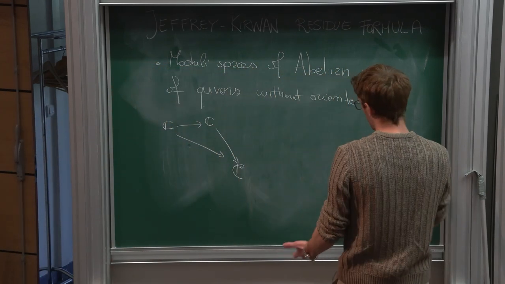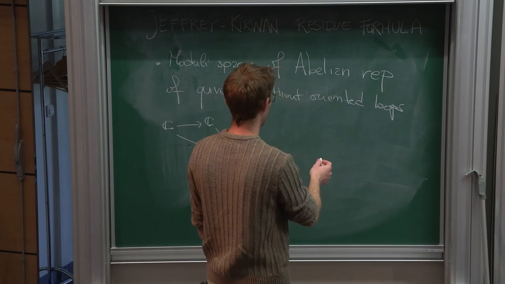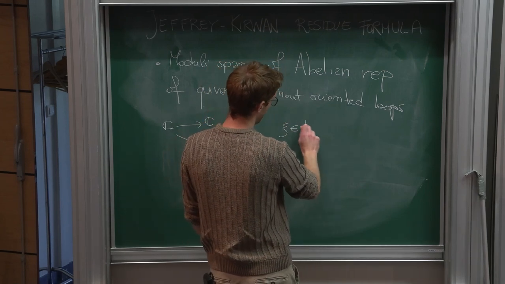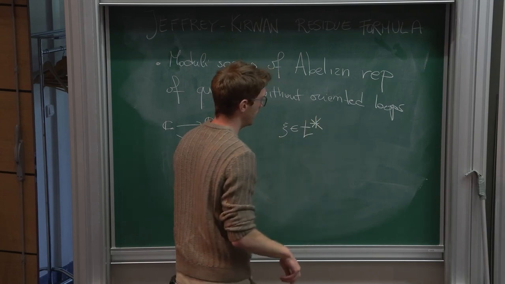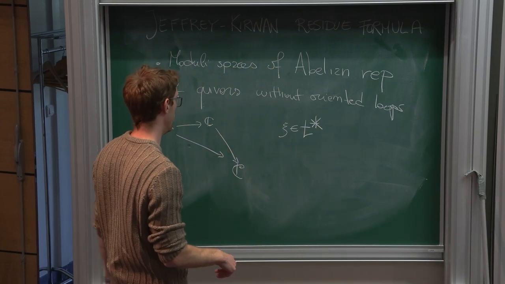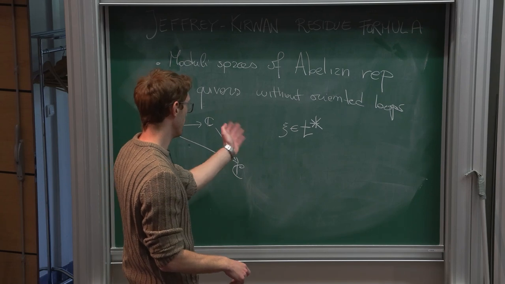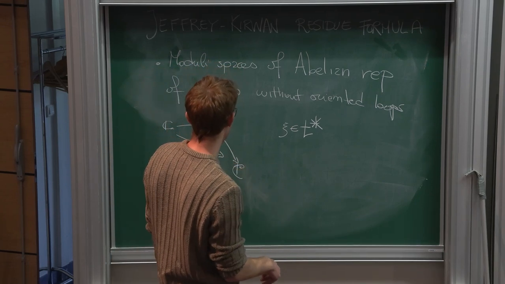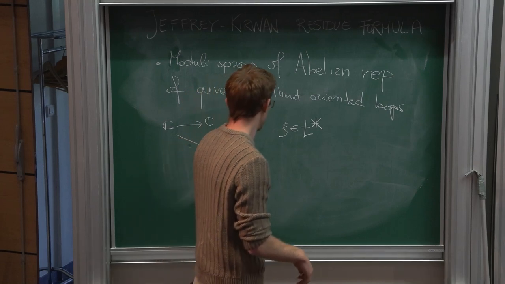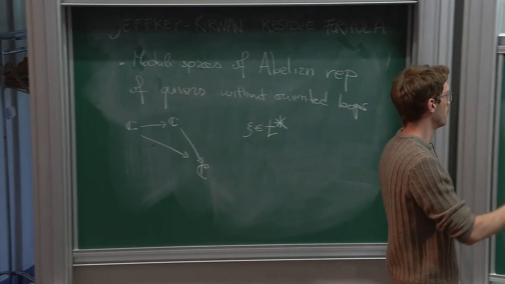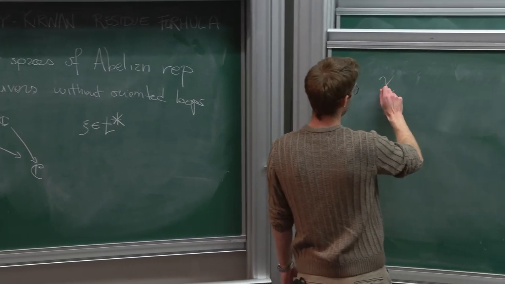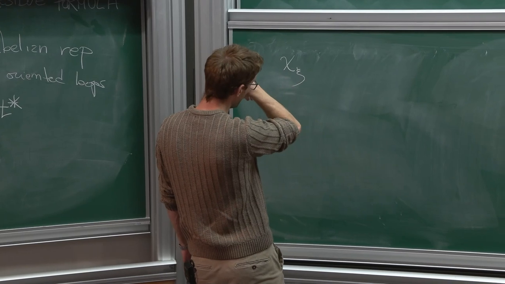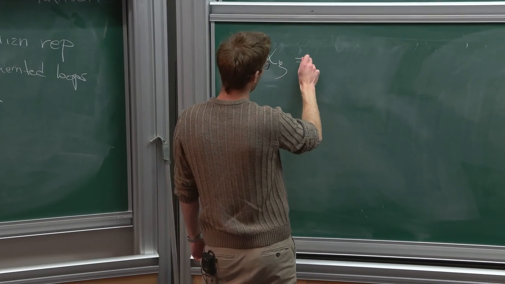So our moduli space will be constructed in the following way. We will pick a regular value inside the dual of the Lie algebra of the torus, a regular value for the momentum map, and we will take the symplectic reduction in this level set. Good. So the Jeffrey-Kirwan residue formula expresses the Euler number of the moduli space for this regular value of the momentum map in the following way.